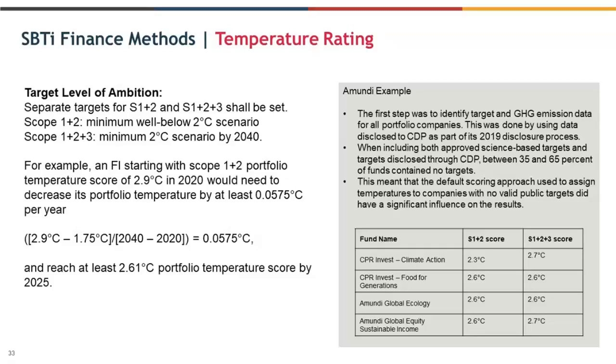So, for example, if a company has an existing temperature score of 2.9 degrees in 2020, what we look for then is the remaining temperature reductions they need over the 20-year period from 2020 to 2040. And in this case, that would be 0.057 degrees Celsius each year as the minimum they would have to reduce by to stay in line to achieve this well below 2-degree rating by 2040. And then companies can use this approach to essentially define what their temperature rating of the portfolio needs to be at each given year for them to set their targets.